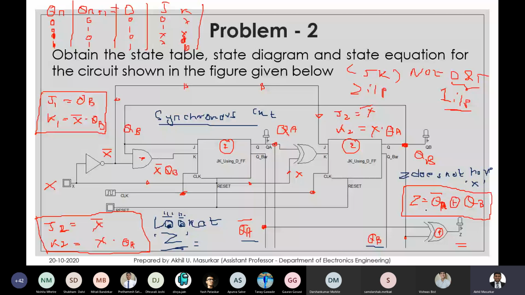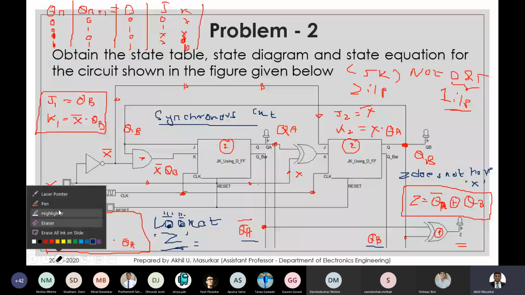If there would have been one more line like this from X inside this, then we would have said that it's a Mealy circuit, but no such thing is present. So that is why this circuit is called a Moore circuit, not a Mealy circuit. Okay, just rub it off. It's not required. Hemant and Darshan, have you understood this point? Yes, sir.